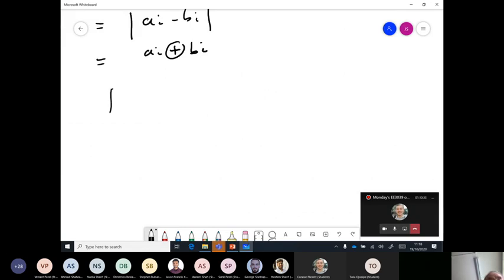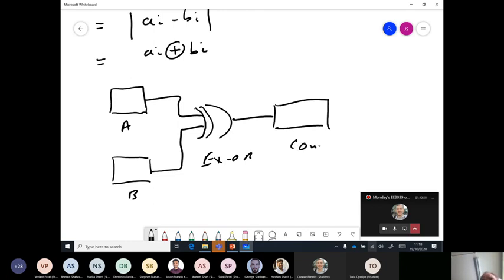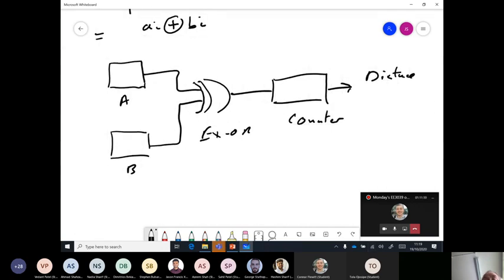And if I take an array which is pattern A, and an array which is pattern B, if I pass them through a single XOR gate and feed that to a counter, then what comes out is the distance. So year one logic, we can produce a very simple circuit that can do pattern classification.